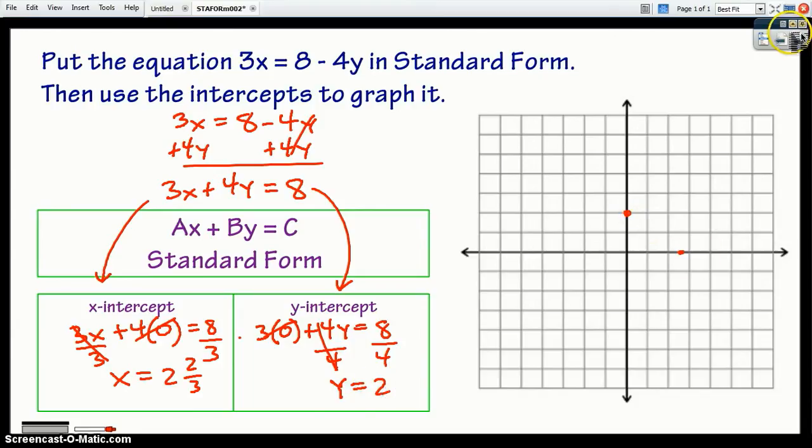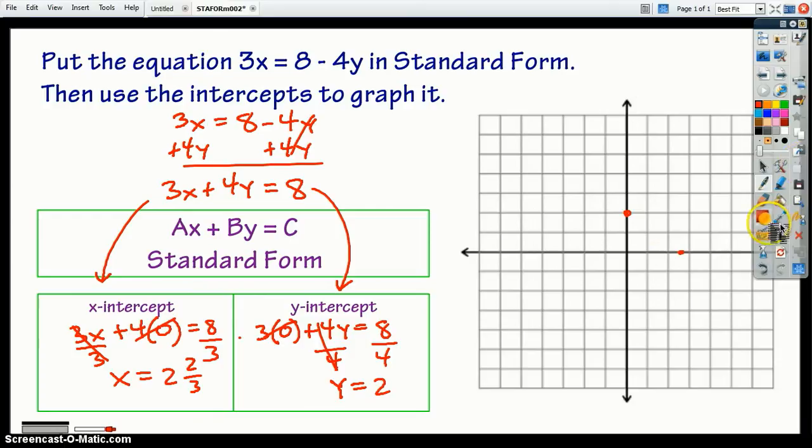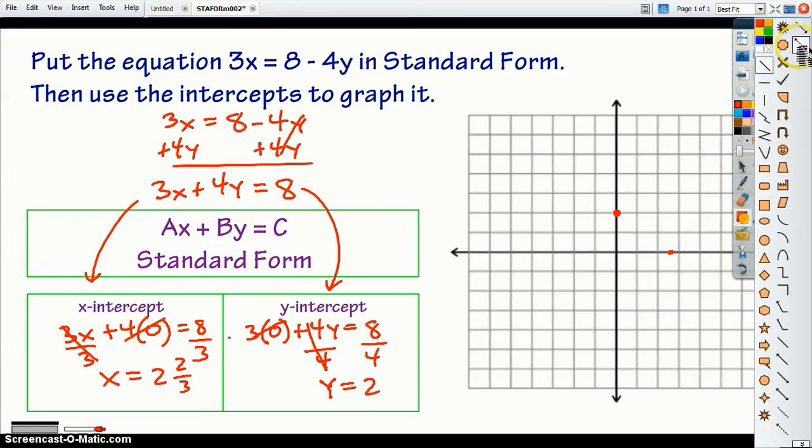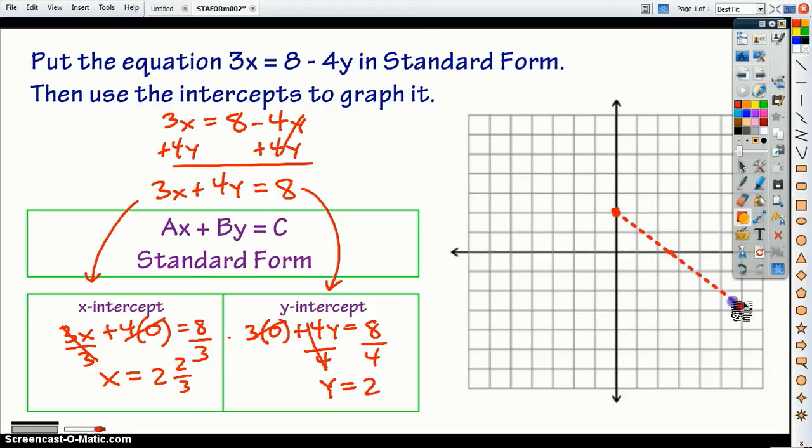So, because it's a linear function, 2 points is all I need. I know my graph is going to look something like this. Since it does continue forever, we'll just do it like that. Alright, and so that's the equation, 3x equals 8 minus 4y. We put it into standard form so that we could plug in zeros for x and y and find the x and y intercepts, and then just use those 2 points to graph.